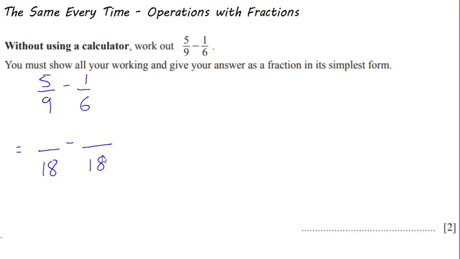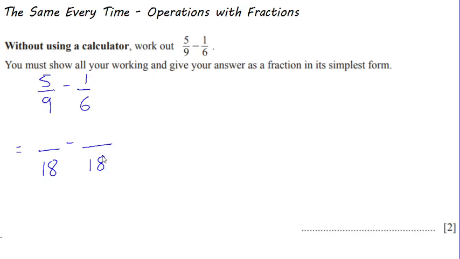By the way, if you don't know your times tables, then it's probably a good idea to learn them, especially if you're doing the Cambridge paper with the non-calculator. So over 18, the smallest number in the 9 times table and the 6 times table.